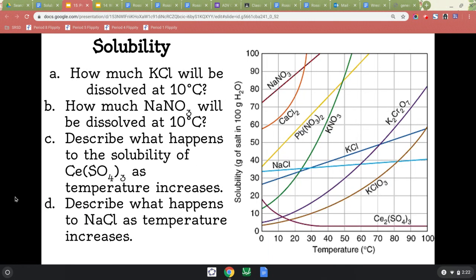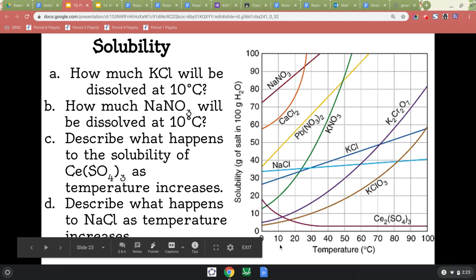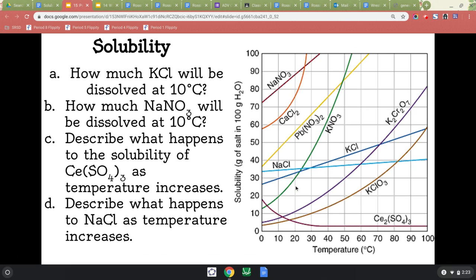So here are some types of questions that you'll see with solubility graphs. We're going to do these ones together so that you're able to do the worksheet that I will show you in just a minute. So how much KCl will be dissolved at 10 degrees Celsius? So we find KCl right here, the dark blue line. And we find 10 degrees Celsius down here, temperature, and we're going to go up until we intersect with that blue line right about here, and we would say 30 grams of KCl could be dissolved at 10 degrees Celsius. So that's telling me that's the saturation point.